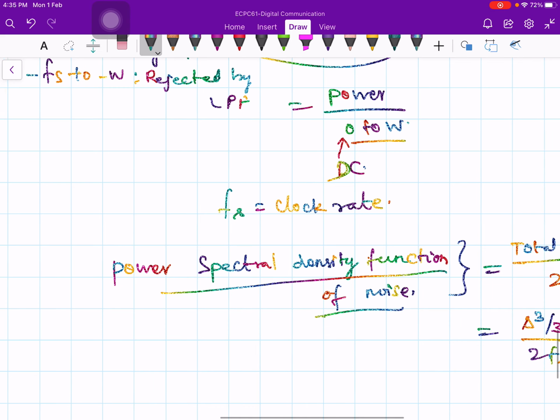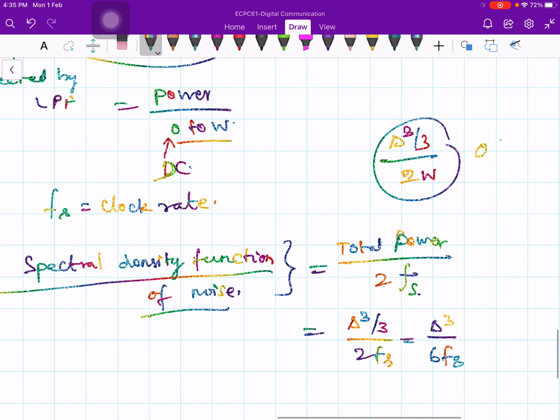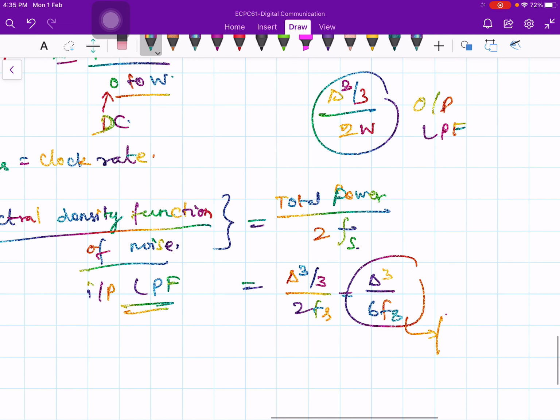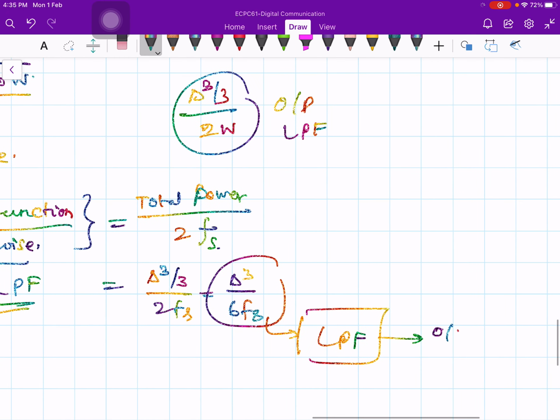After the low pass filter, delta q by 3 divided by 2 times w, this is fine at the output of the low pass filter, and this is the input of the low pass filter. This much amount of power is given to the low pass filter. Now we would like to know what is the output power, and this is the power spectral density at the input of the low pass filter.